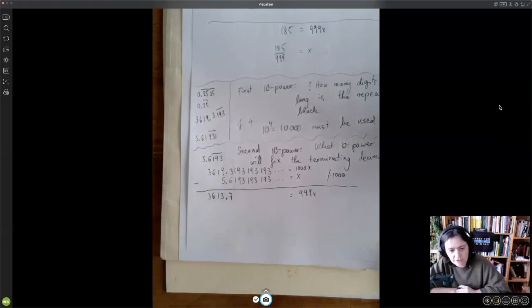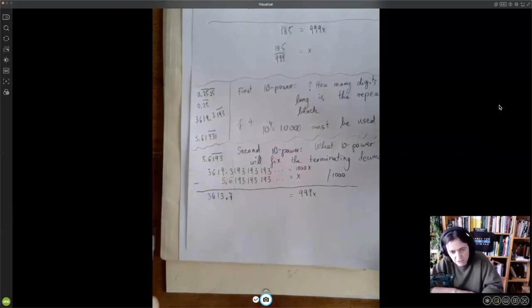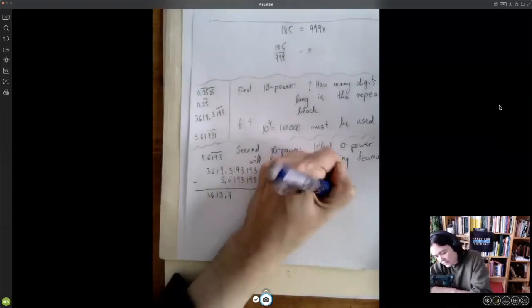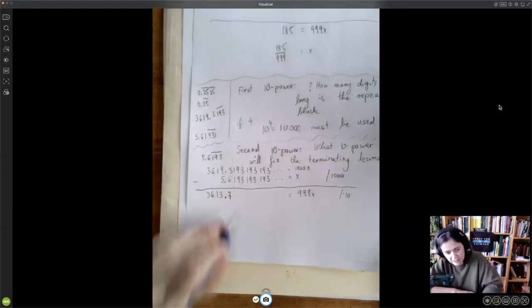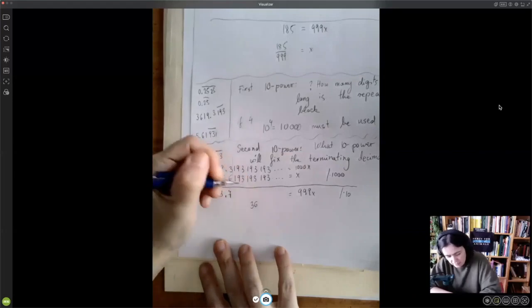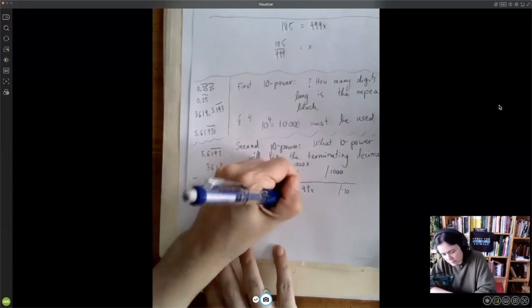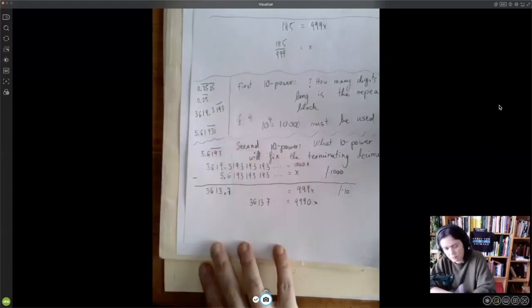Now we fix the terminating decimal because, and I will try to always include in the instruction, prove that the number is rational by rewriting it as a quotient of 2 integers. So the goal is to prove that this crazy decimal is a rational number, which means integer over integer. This is not an integer, but there is an easy fix. And this time we just need one decimal, so we can use 10. So we have 36137 equals 999 and a 0, x.